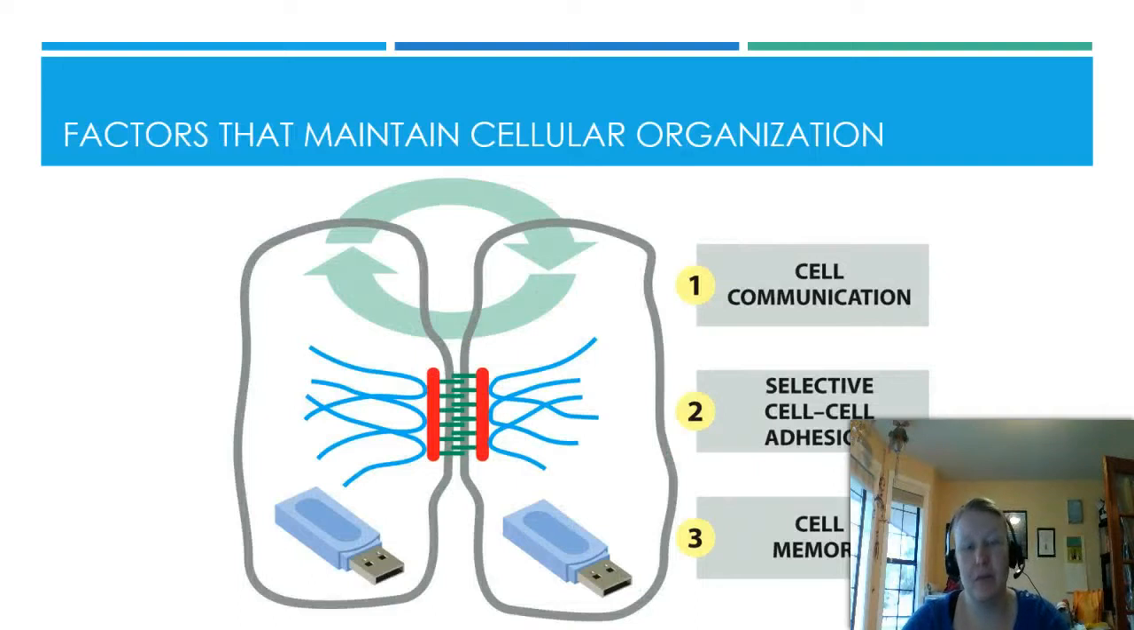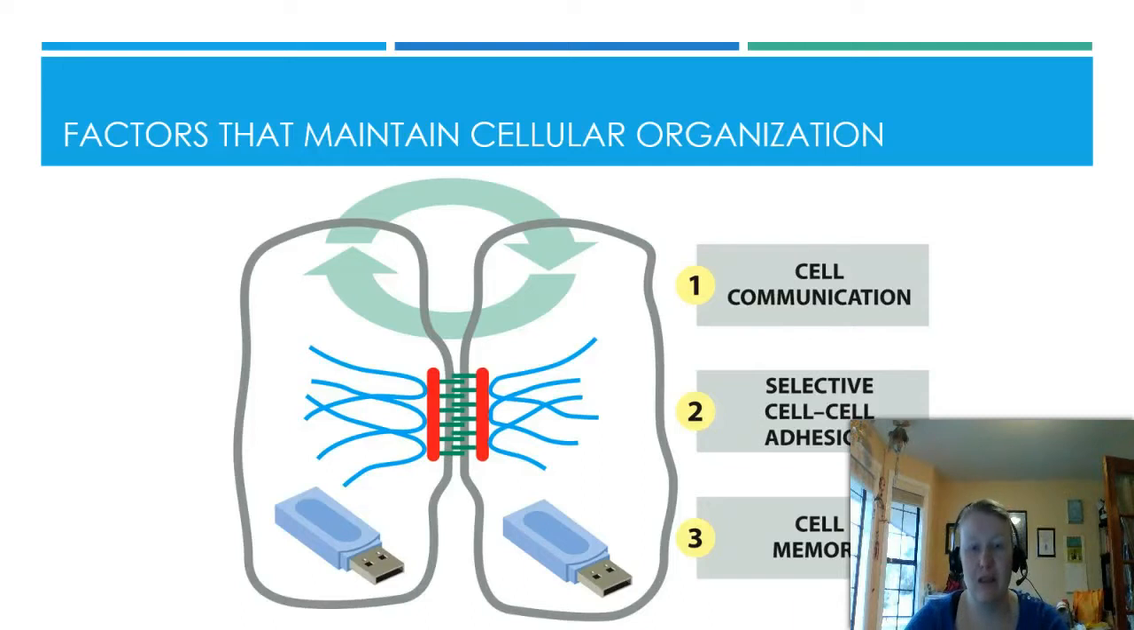So tissue has to be renewed. And we're going to talk about that here in a second as to how that happens. But as these cells die through apoptosis and other things, we have to replace them. And how do we maintain the cellular organization and the function of these tissues?